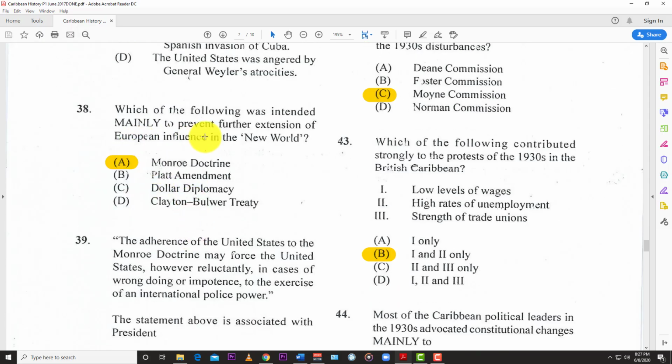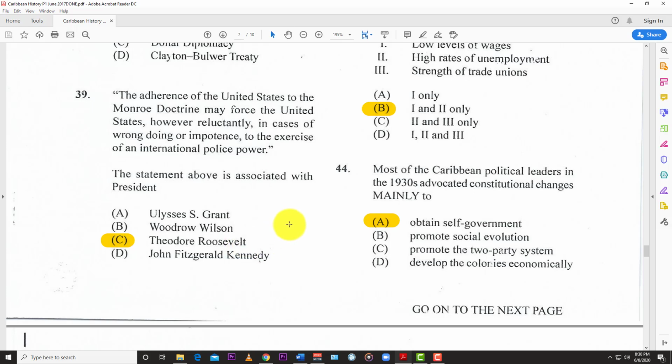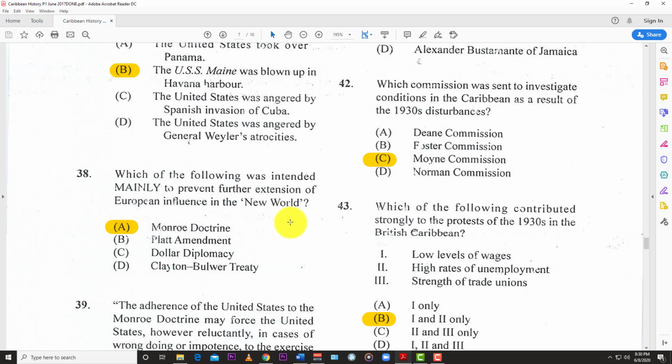38. Which of the following was intended mainly to prevent further extension of the European influence in the New World? And the answer here is the Monroe Doctrine. 39. The adherence of the United States to the Monroe Doctrine may force the United States, however reluctantly, in case of wrongdoing or impotence, to exercise of an international police power. The statement above is associated with President Theodore Roosevelt.